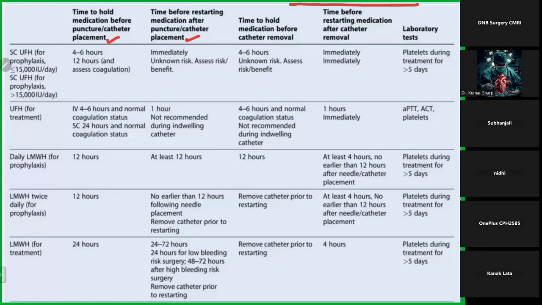For unfractionated heparin, it's 4 to 6 hours and 12 hours for low molecular weight heparin, which is why you'll notice that most of the low molecular weight heparin in most of the ICUs is given in the evening so that epidural cannulas can be taken out in the morning. Isn't that right, Dr. Upadhyay?